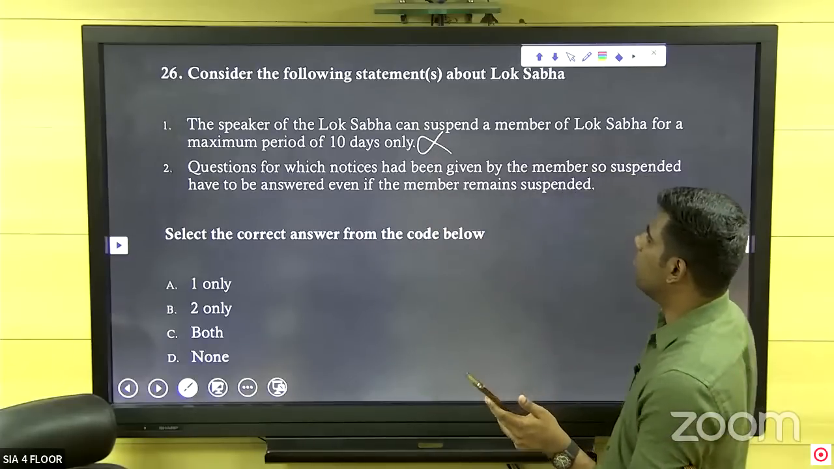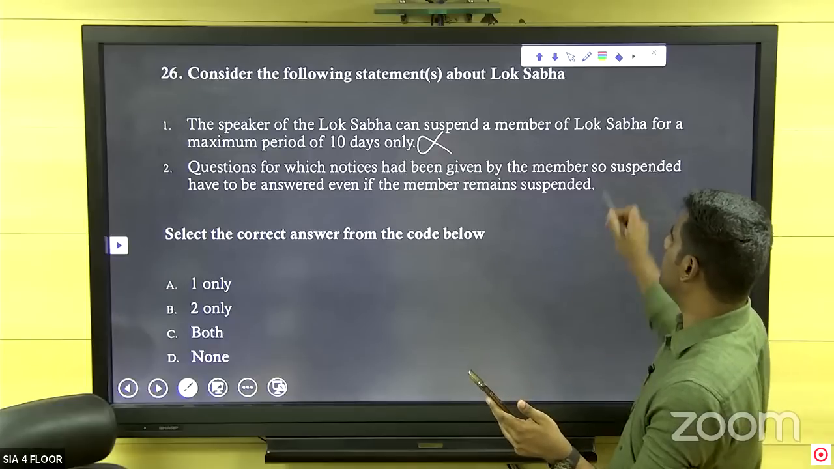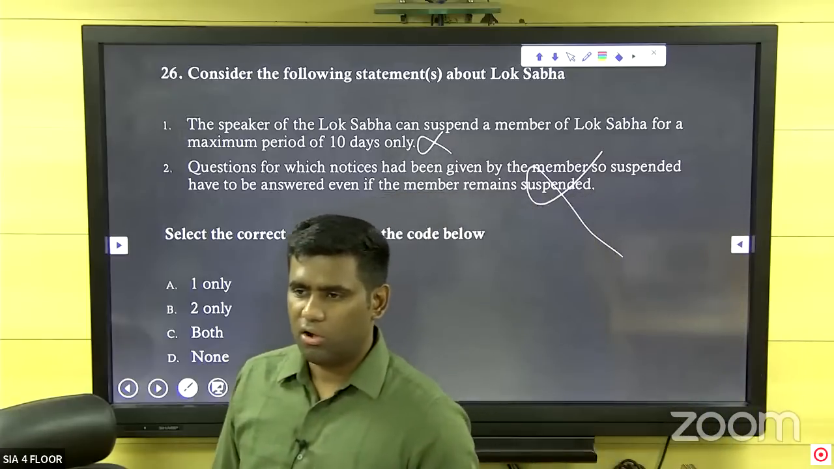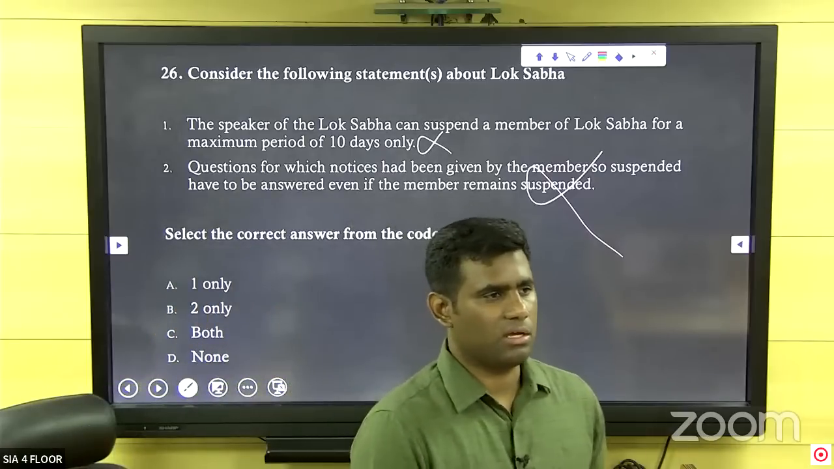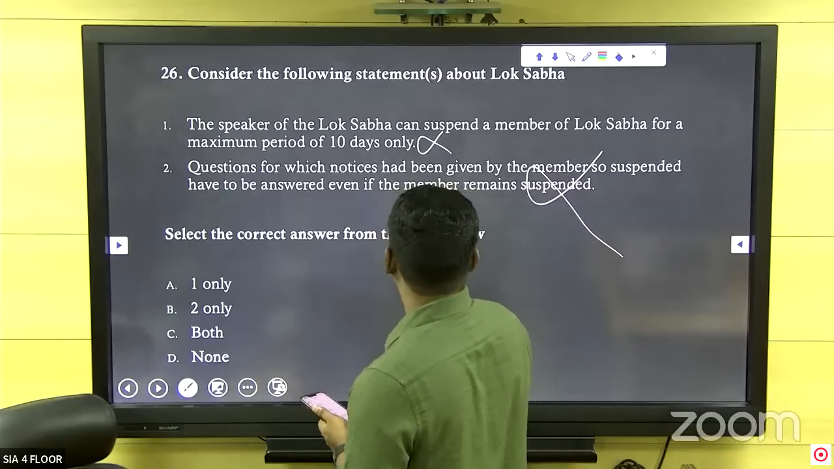Okay. Questions for which notices had been given by the member so suspended have to be answered even if the member remains suspended. No, this is also incorrect. If he is suspended, all the questions that he has given a notice for need not even be answered. Okay. So second statement is also wrong. None.